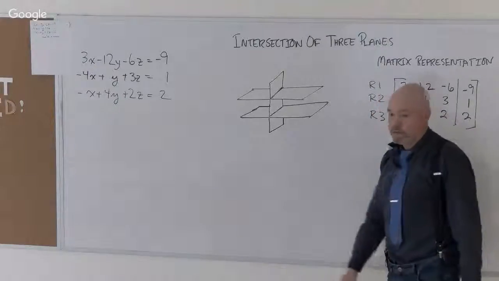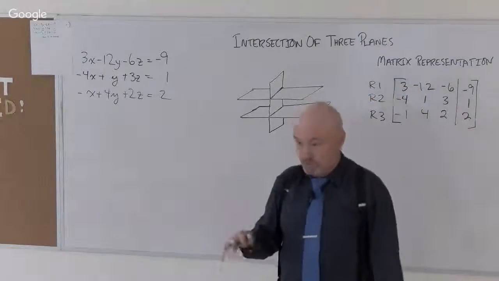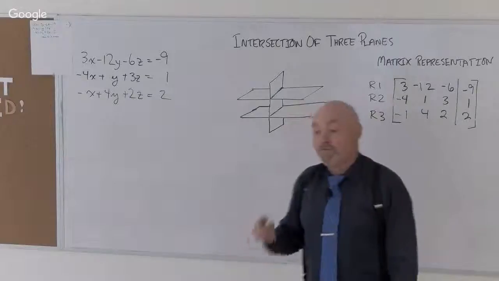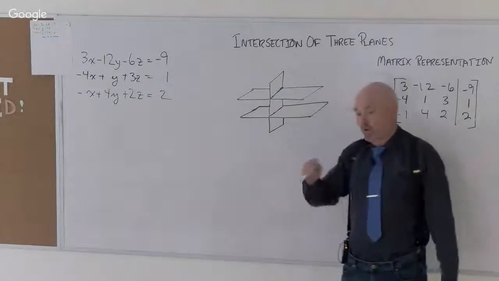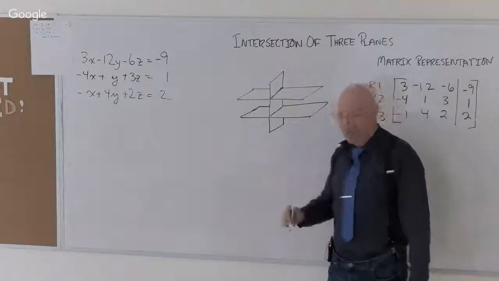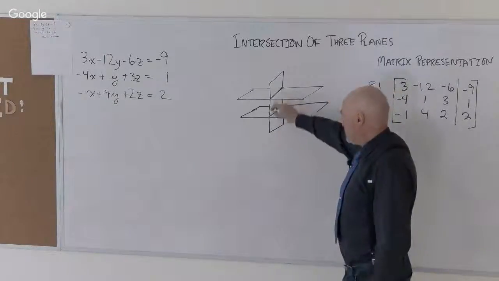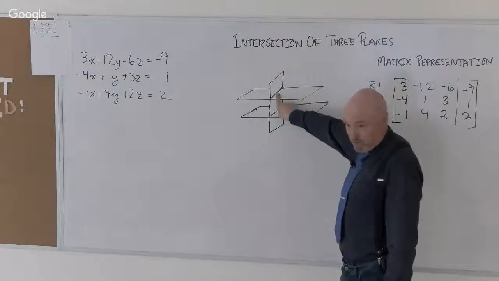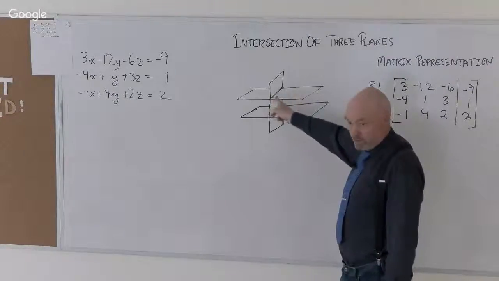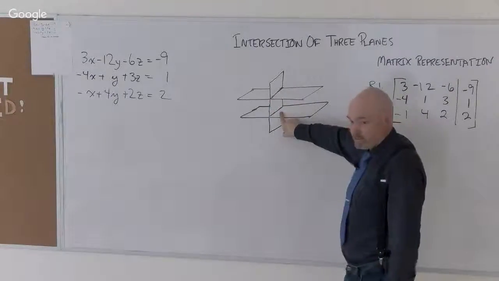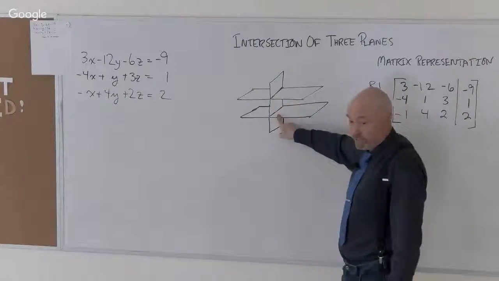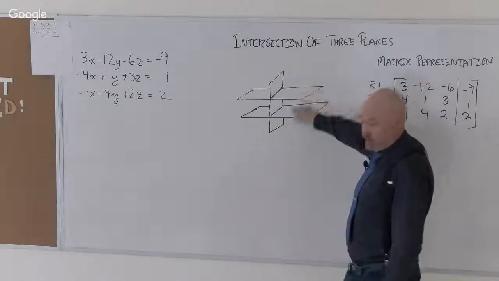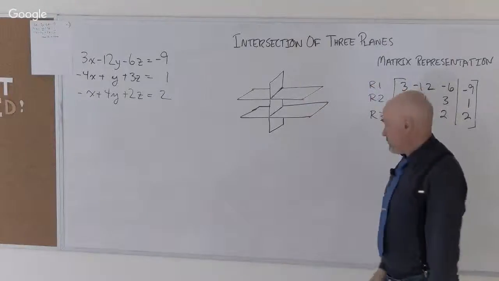Okay? There is no solution to this system, because these planes are not occupying the same space at the same time. Basically, if I did these two planes, I would get a point of intersection. If I did these two planes, I would get a line of intersection here. But if I do these two planes, I get something crazy.